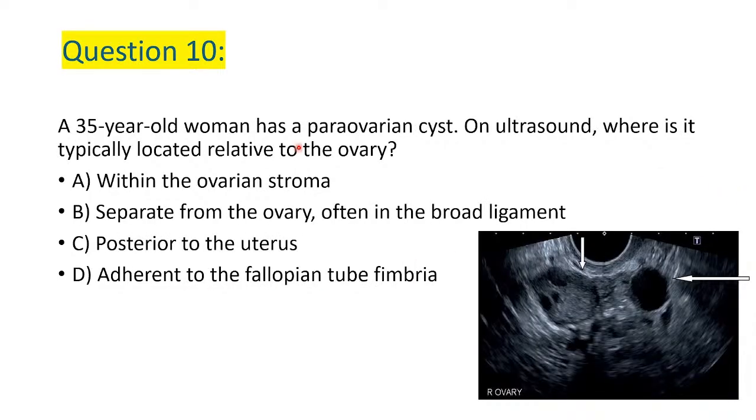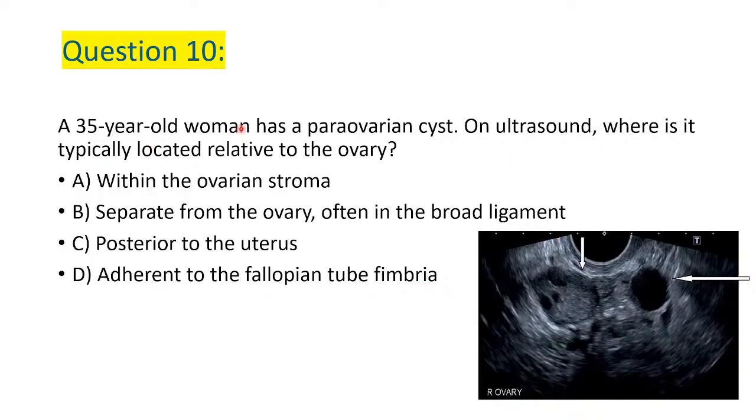Question number 10. A 35-year-old woman has a para-ovarian cyst. On ultrasound, where is it typically located relative to the ovary? So here is the ovary with the para-ovarian cyst. A. Within the ovarian stroma. B. Separate from the ovary, often in the broad ligament. C. Posterior to the uterus. D. Adherent to the fallopian tube fimbria. So, which is the best location for a para-ovarian cyst?